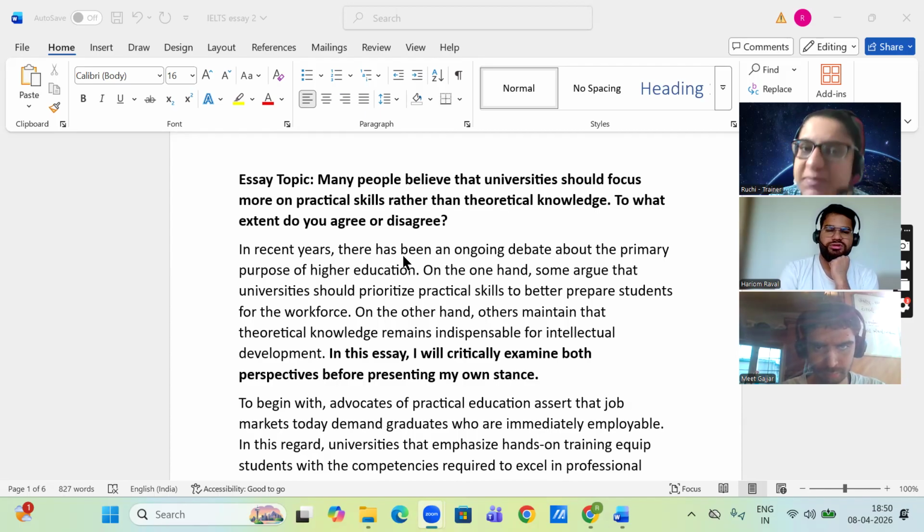there has been an ongoing debate, right? Ongoing debate, ongoing discussion, ongoing conversation. In recent years, there has been an ongoing debate about the primary purpose of higher education. That what is the main motive behind higher education? So, on the one hand, some argue that universities should prioritize practical skills or hands on experience to better prepare students for the workforce, to make them more employable. Employable means somebody who's capable of getting employment.